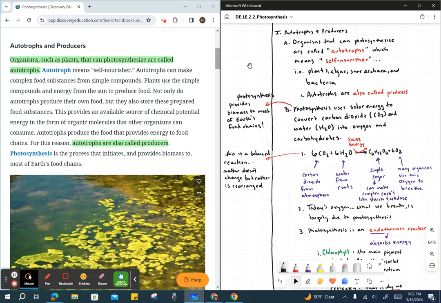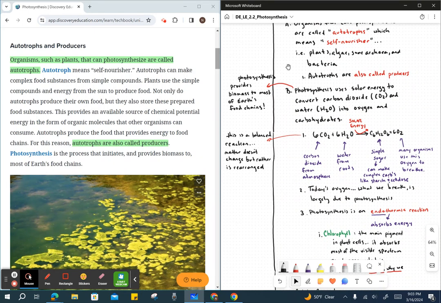That'd be handy, wouldn't it? It would save you a lot of work having to go to the grocery store and having to cook all the time. Plants, algae, some archaea. Archaea are a primitive early form of bacteria, but different. And then bacteria themselves, there are some. All these are able to do photosynthesis, or some of all of these are able to do photosynthesis.